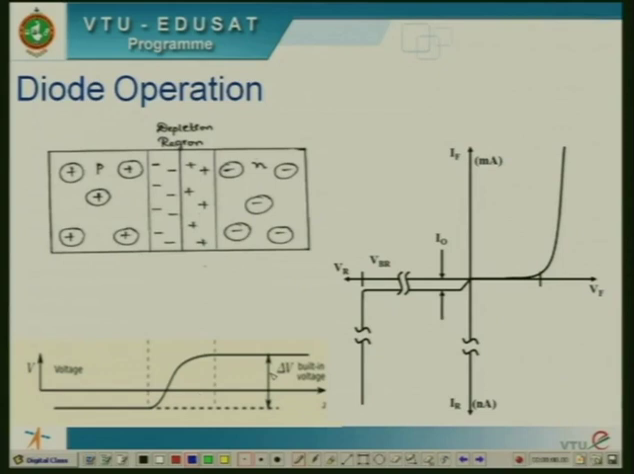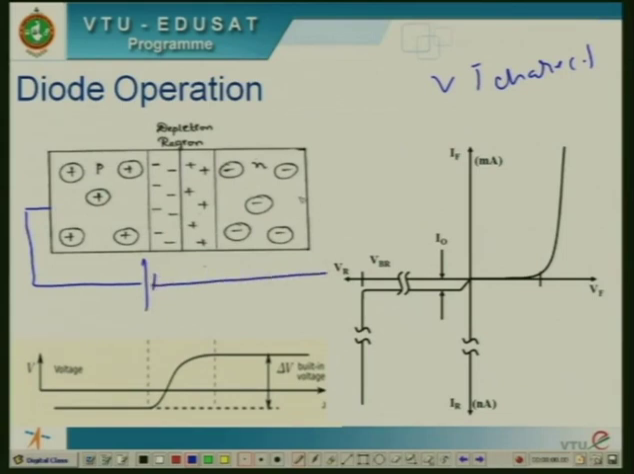Consider the VI characteristics of the PN junction as shown in the figure. When the diode is forward biased, the positive terminal of the battery is connected to the P-type material and the negative terminal to the N-type material. If the voltage V is less than V gamma, no current flows through the diode, because the applied voltage is not sufficient to cross the depletion region or potential barrier.